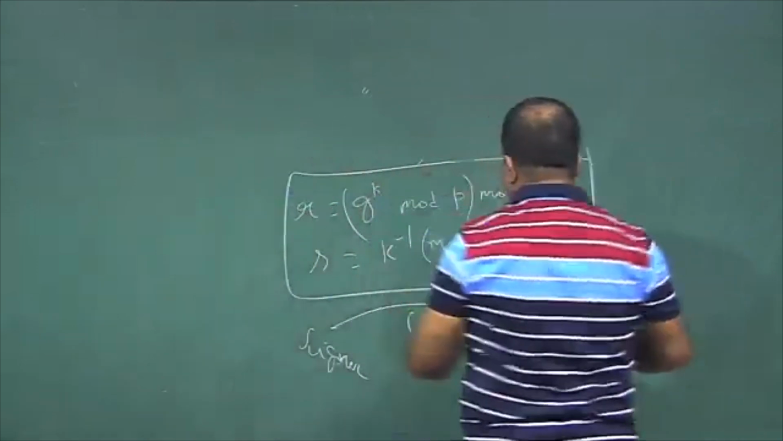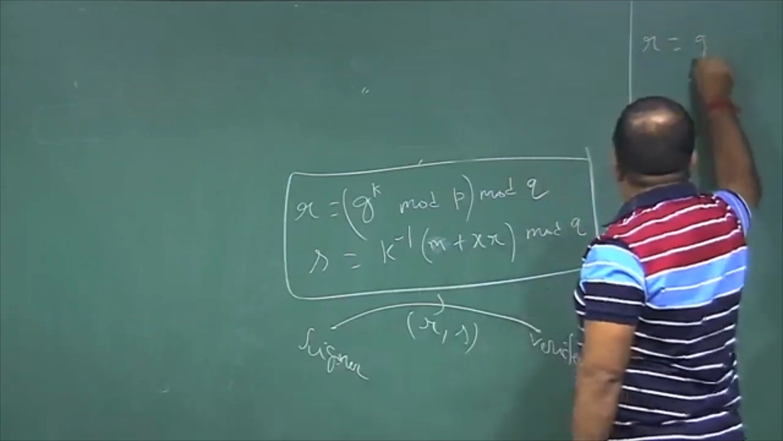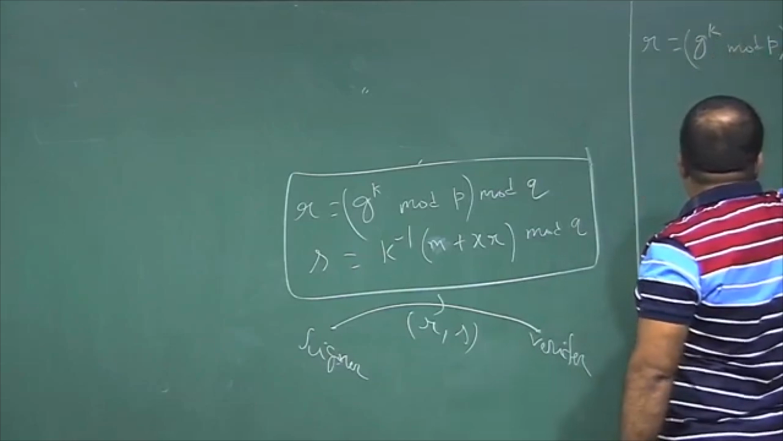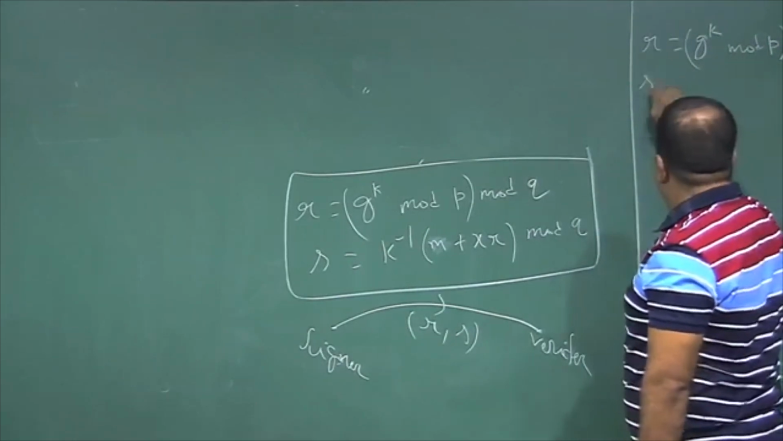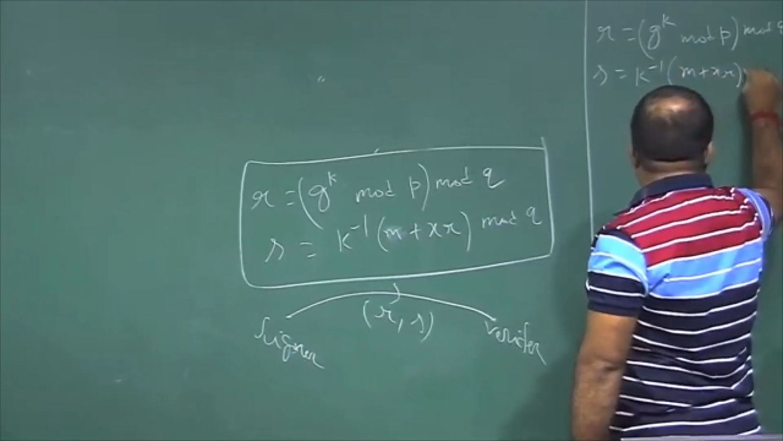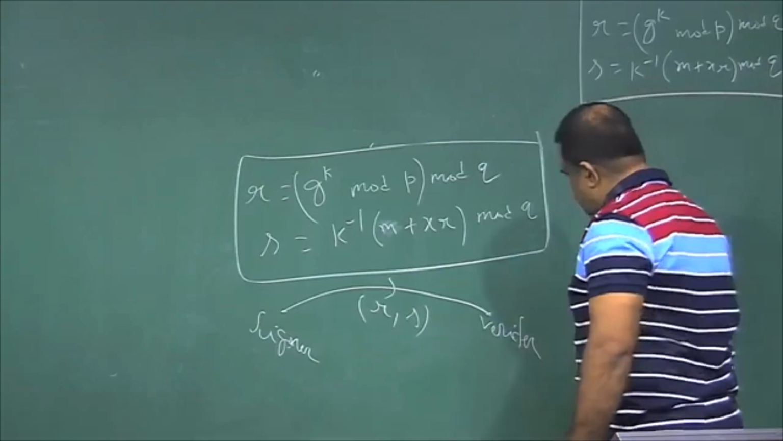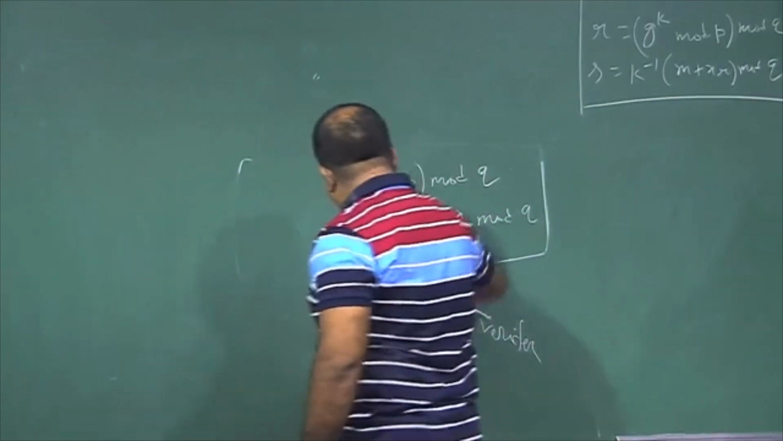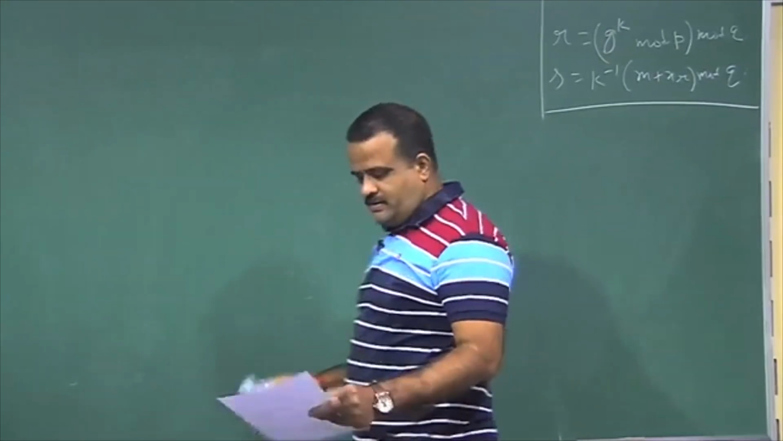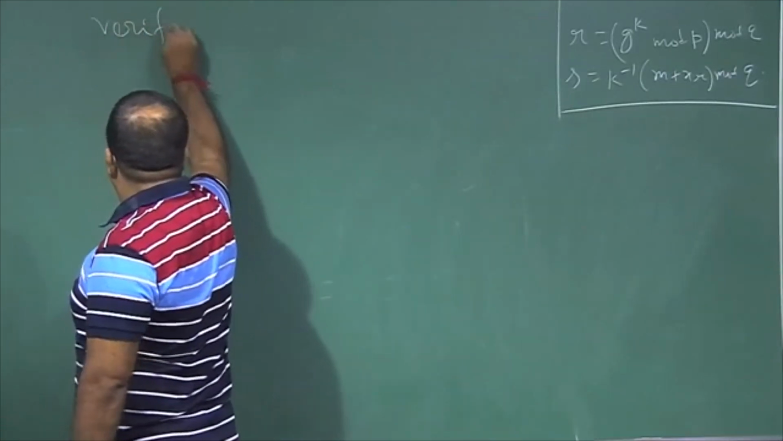So, let us just write this here. R is basically g to the power k mod p mod q, S is basically k inverse (m plus xr) mod q. So, let us have this. In the verification step we need this. Okay, so, now how to verify it? So, the verifier is receiving R and S and the verifier has all the public parameters. So, using that the verifier has to verify this. So, this is the verification step.